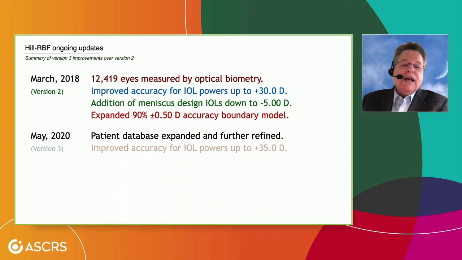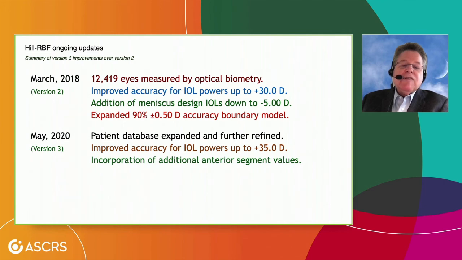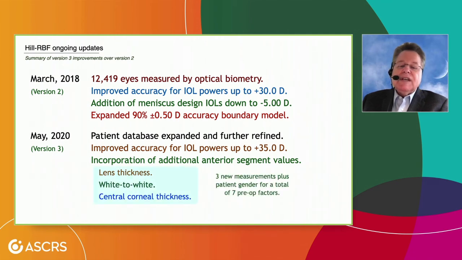Some of the outliers have been removed. We have improved accuracy now for powers up to 35 diopters. We have the incorporation of additional anterior segment values: lens thickness, white to white, and central corneal thickness. These three new measurements are used for version 3. If your biometer doesn't have these three measurements, the calculation method will do it without the addition of these.